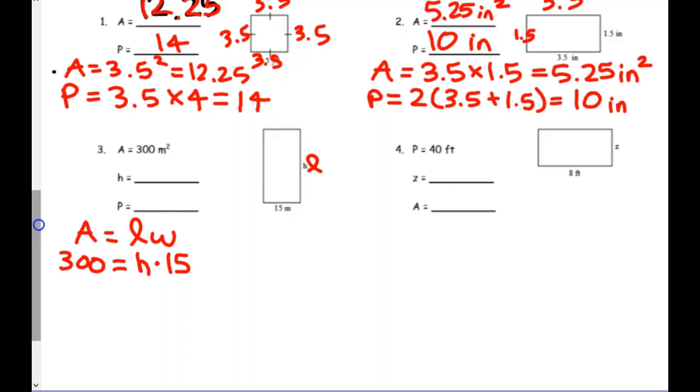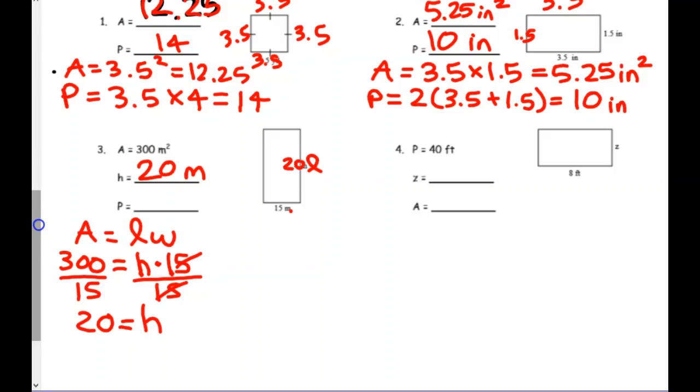So how do I get rid of that 15 if I'm solving this equation? Divide, right? So I have h right here. I need to get rid of that 15. It's being multiplied, so I have to divide. That's the opposite. It'll cancel it out. And if I do it on one side, I do it on the other side. What is 300 divided by 15? 20. Okay, so my height is going to be 20, and my units are meters. 20 meters.